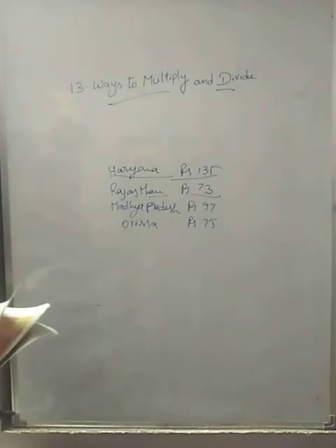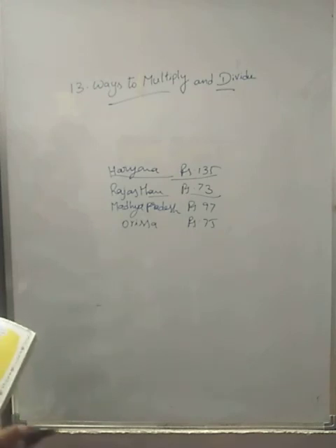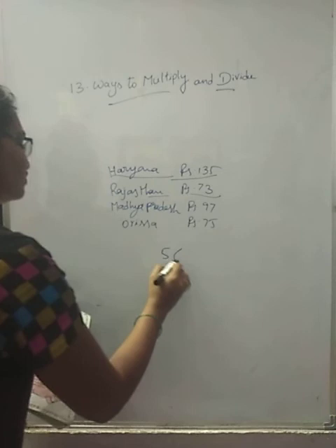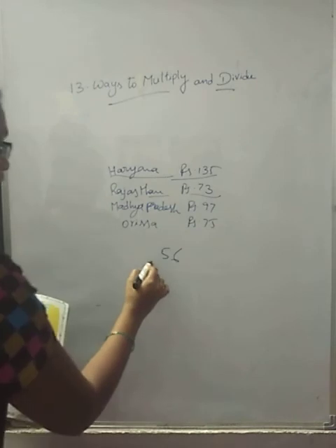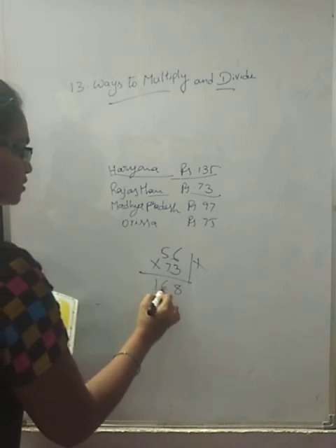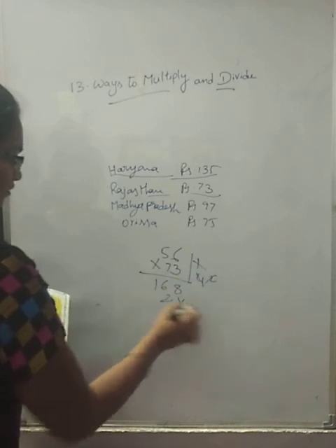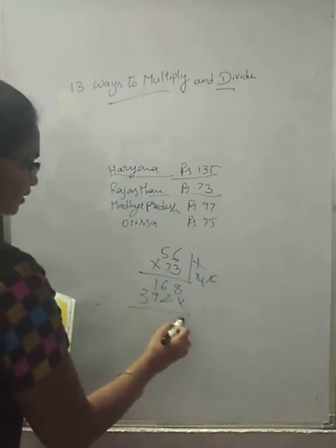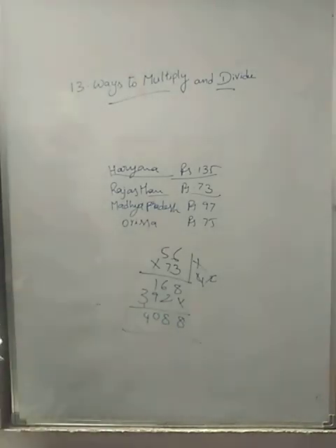Bailang Singh is a worker in Rajasthan. If he works for 8 weeks on the farm, how much will he earn? 8 weeks. 1 week means 7 days. 8 weeks means 8 sevens, 56 days. In which state is he working? Rajasthan. For 1 day, 73 rupees. 3 6s are 18. 3 5s are 15 plus 1, 16. 7 6s are 42. 7 5s are 35 plus 4, 39. 4088 rupees he will get.